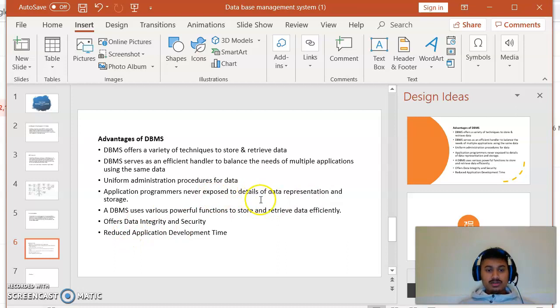The DBMS also uses various powerful functions to store and retrieve data efficiently, and it also offers data integrity and security. That is the most valid reason to use the DBMS, because it really helps to keep our data in integrity form and to make it secure. And the last but not least, it also reduces the application development time. So this is the main reason we use the DBMS.